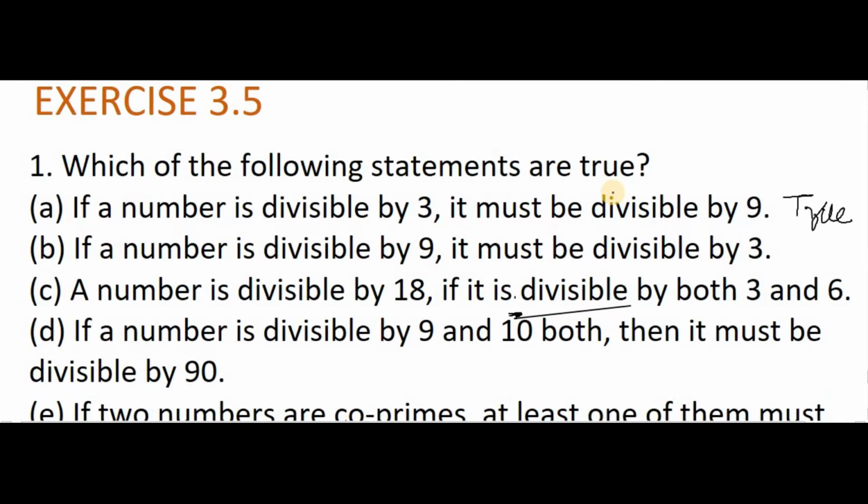If a number is divisible by 9, it must be divisible by 3. But if a number is divisible by 3, it must be divisible by 9, that is not needed, because sometimes in the 3 table, 3 fours are 12, whereas that number will not come in the 9 table. So that is the reason it is not compulsory. If a number is divisible by 3, it must not be divisible by 9.